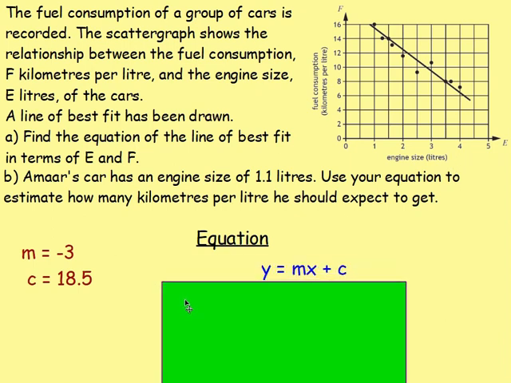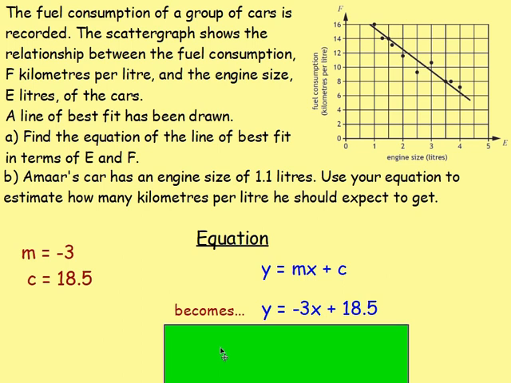And for our equation, well, an equation of a straight line is always y equals mx plus c. And we want to replace m with negative 3 and c with 18.5. So we would have y equals negative 3 times x, negative 3x, plus the 18.5. Is that our answer? No, it's not! Is it not? Why not?